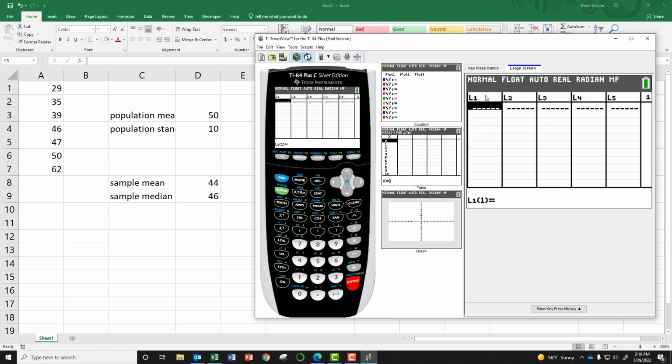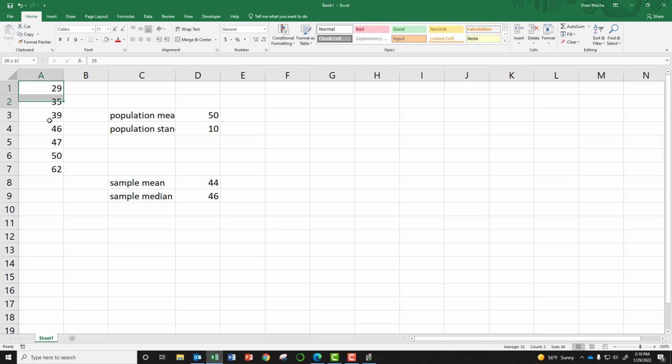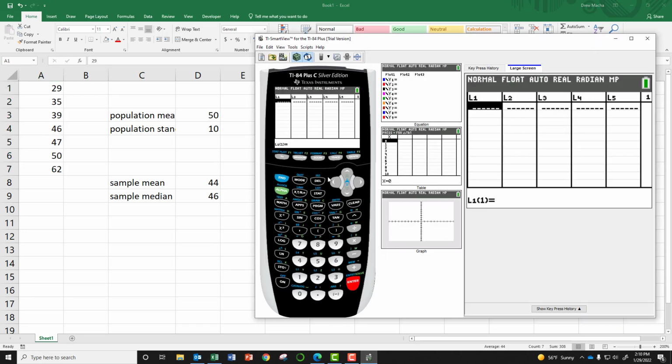And then you'll see several columns, and at the top it says L1, L2, L3. These are different lists, and what we're going to do is put this data that I randomly generated into a list. So I'll punch in 29, and then below that 35, and below that 39, and below that 46, below that 47, below that 50, below that 62.